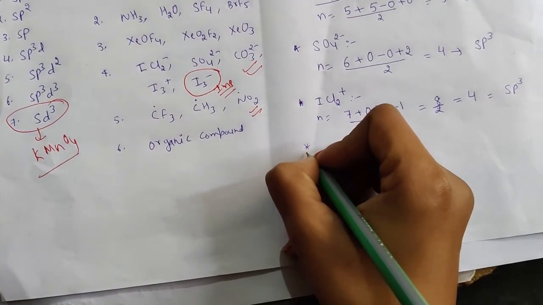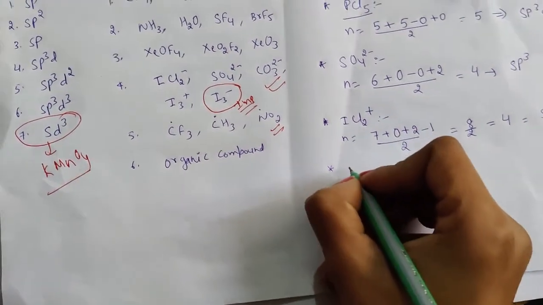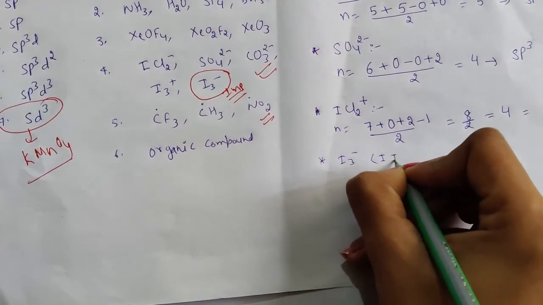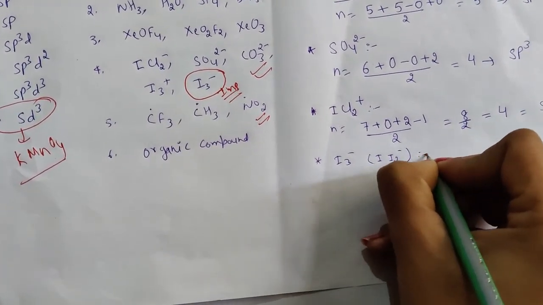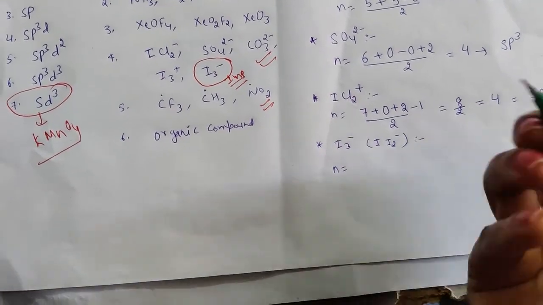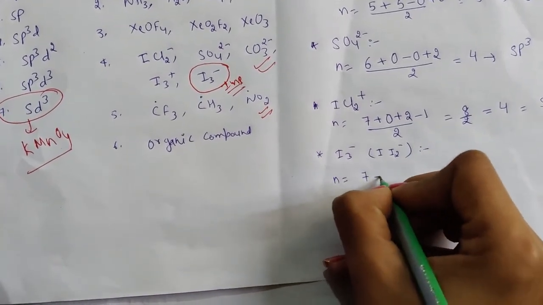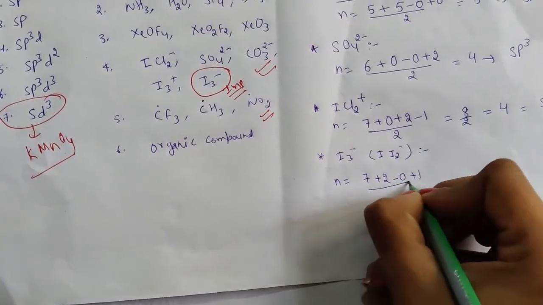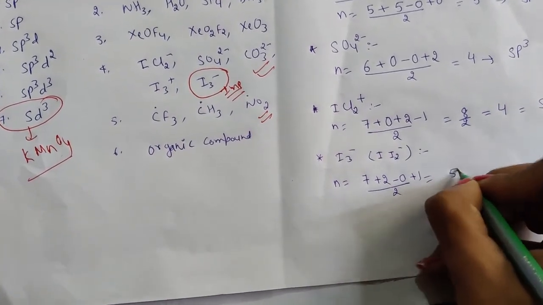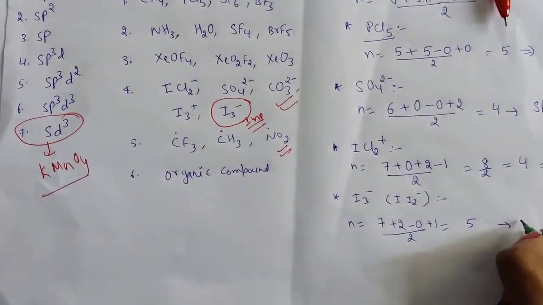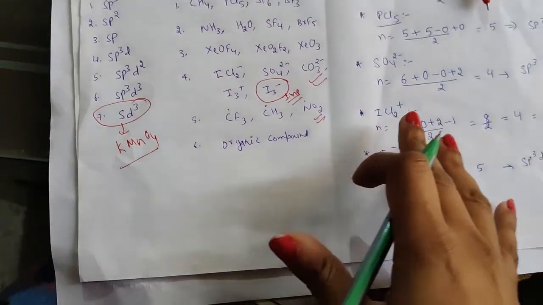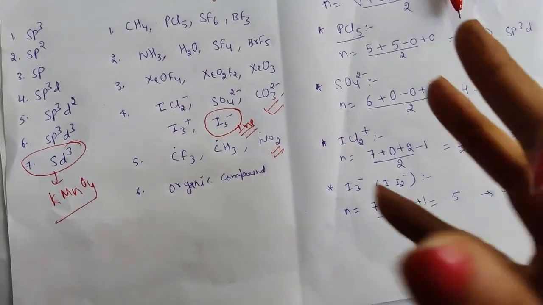Now we have I3 negative. We can write I3 negative as I into I2 negative. Again the same thing: 7 plus 2 minus 0 plus 1, divided by 2. So it will come again 5, and for 5 we have sp3d. So basically by this method we can calculate the hybridization of ions.